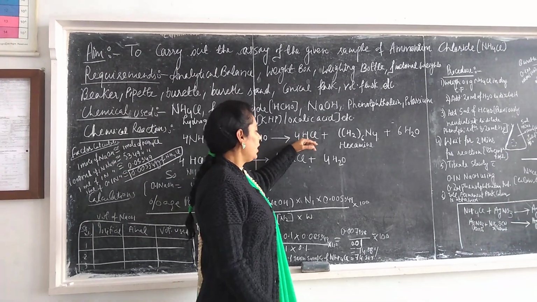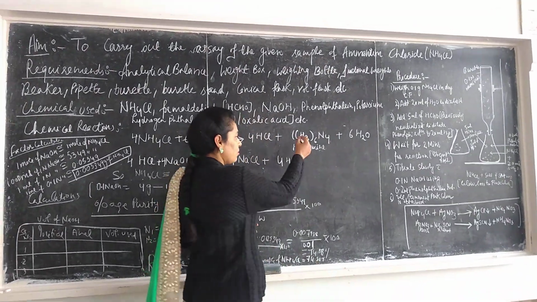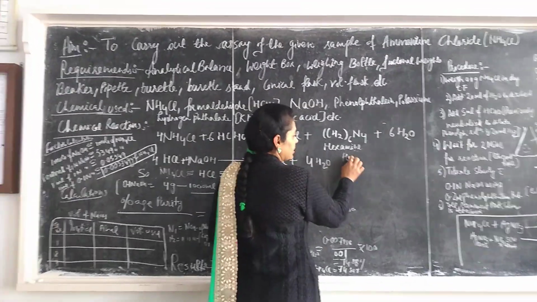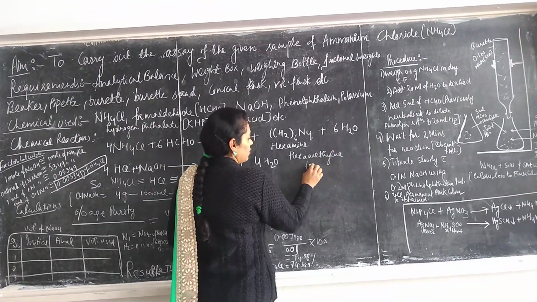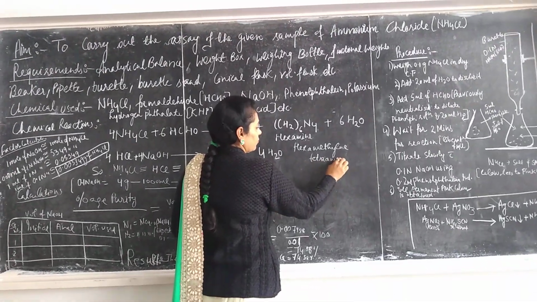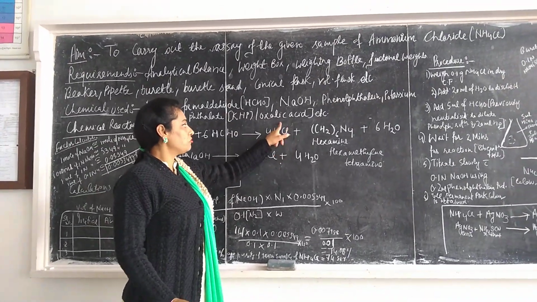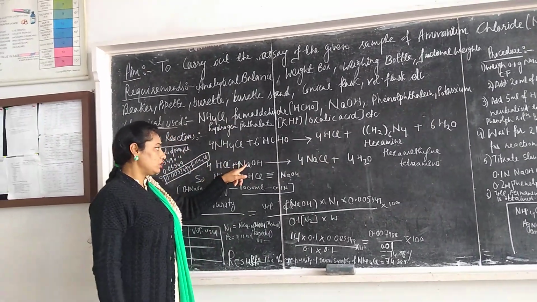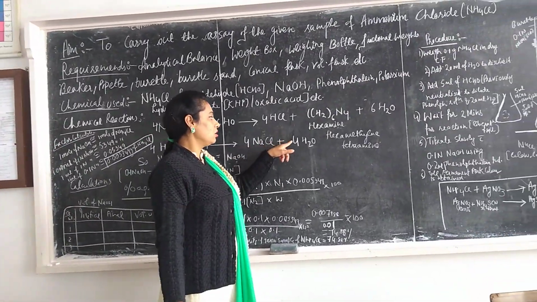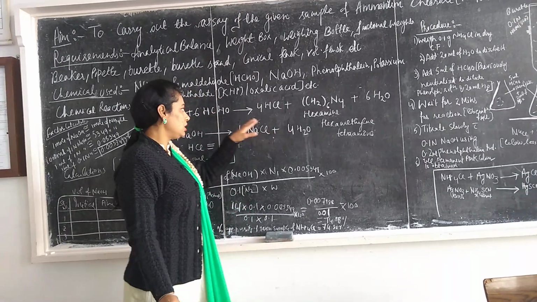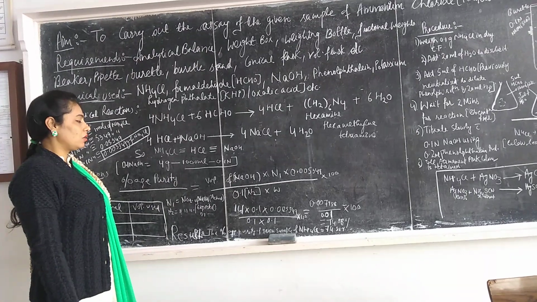It will give HCl along with hexamine and 6 moles of water. Hexamine is also known as hexamethylene tetraamine. Then this liberated HCl in the first reaction is treated with our standardized NaOH solution to give NaCl along with your water molecule. So these are the two basic reactions involved in the assay of your ammonium chloride.